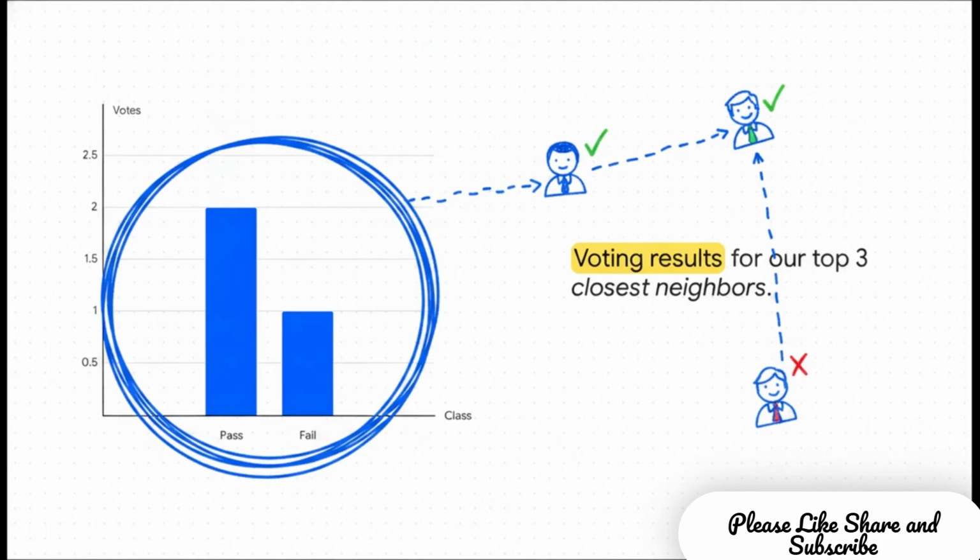Student C was a pass. Student D was a pass. Student B was a fail. Tally it up, and that gives us 2 votes for pass and 1 vote for fail. Majority rules, meaning our final prediction for this brand new student is a solid pass. See, it really is that straightforward when you break it down.